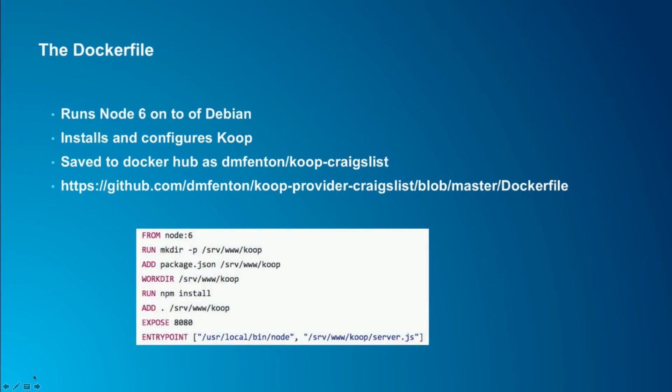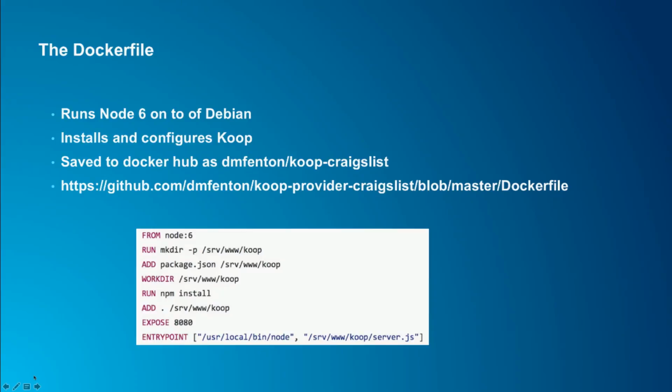Okay, so I want to dive more into the specifics of this demo now and talk about the Docker file that specifies this Koop application. So it starts from node 6, and every Docker file starts with a FROM. Typically, you start with an operating system like Debian, Ubuntu, CentOS, whatever your flavor of Linux is. You start from there, and then you add layers on top of it.